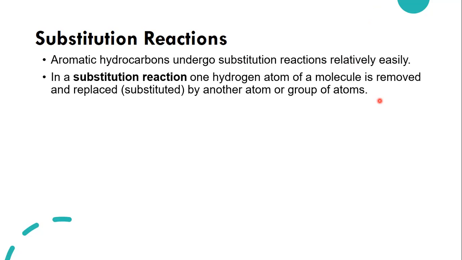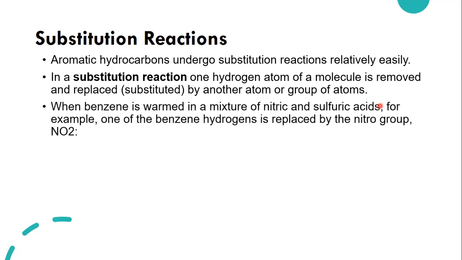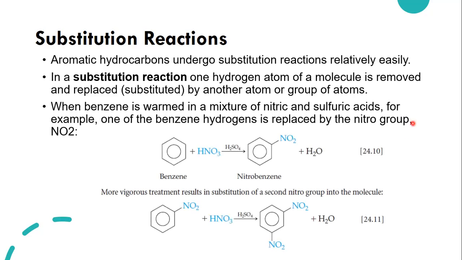Substitution reaction. When benzene is warmed in a mixture of nitric and sulfuric acid, for example, one of the benzene hydrogens is replaced by the nitro group, NO2. So if you heat it, a substitution reaction can happen to that benzene, and it could be written like this, where one of its hydrogens is connected to the group.